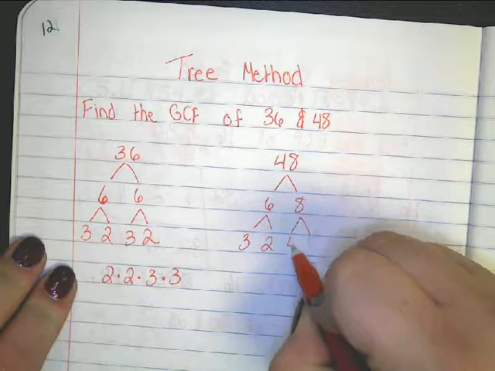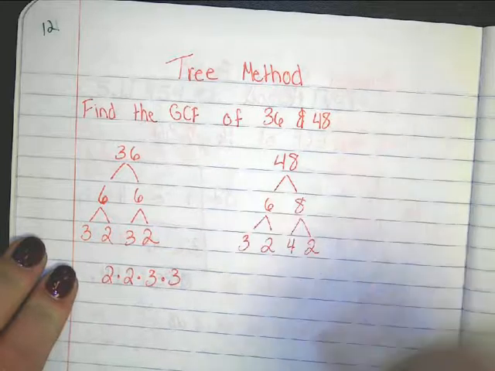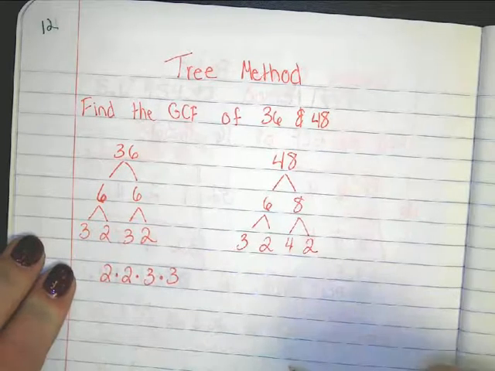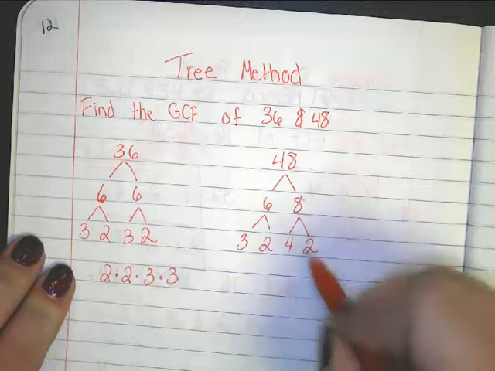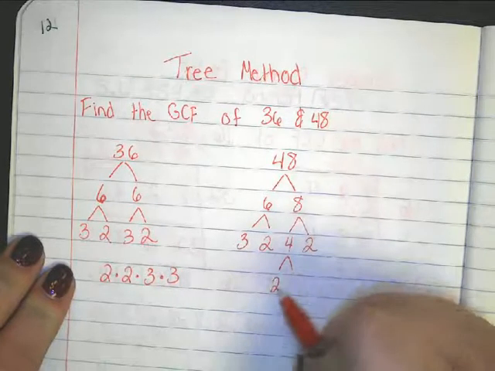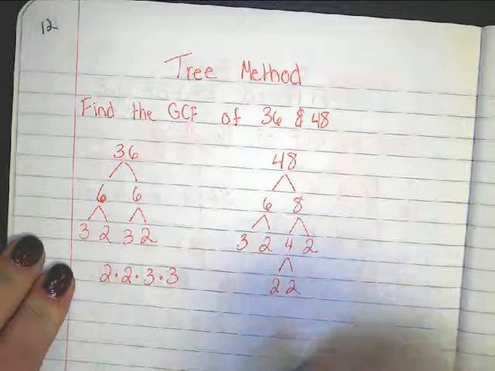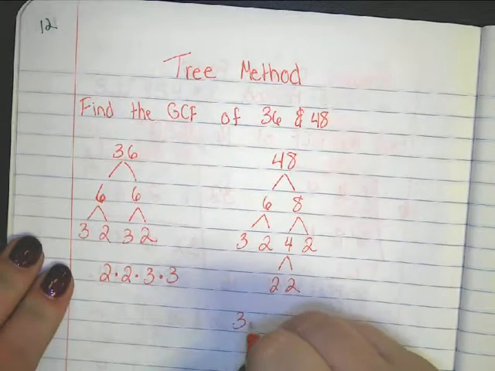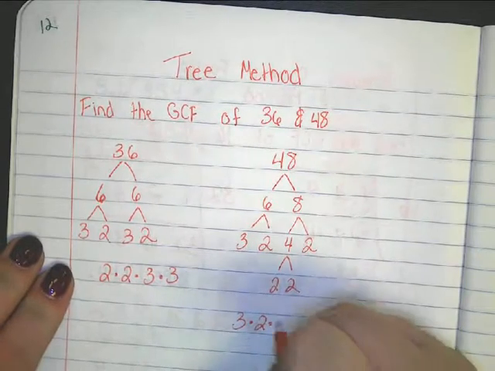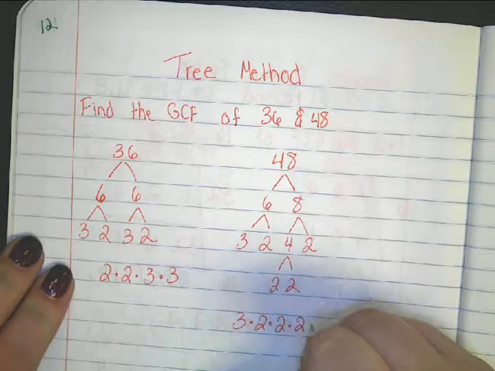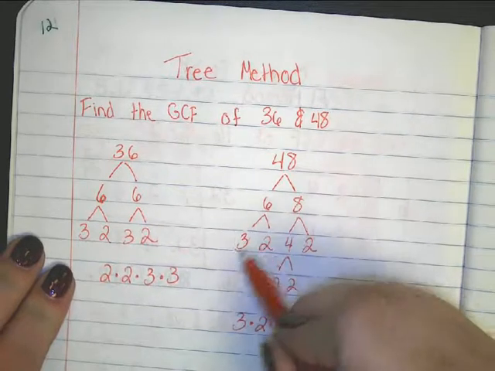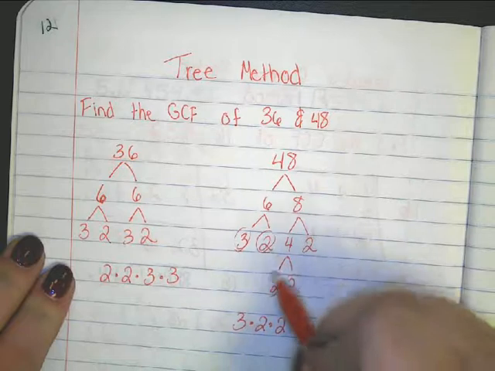Can any of those numbers be broken down further? 4 would be 2 and 2. So when I write them all out, I've got 3 times 2 times 2 times 2 times 2. Because I've got 3, 2, 2, 2, 2. Alright?